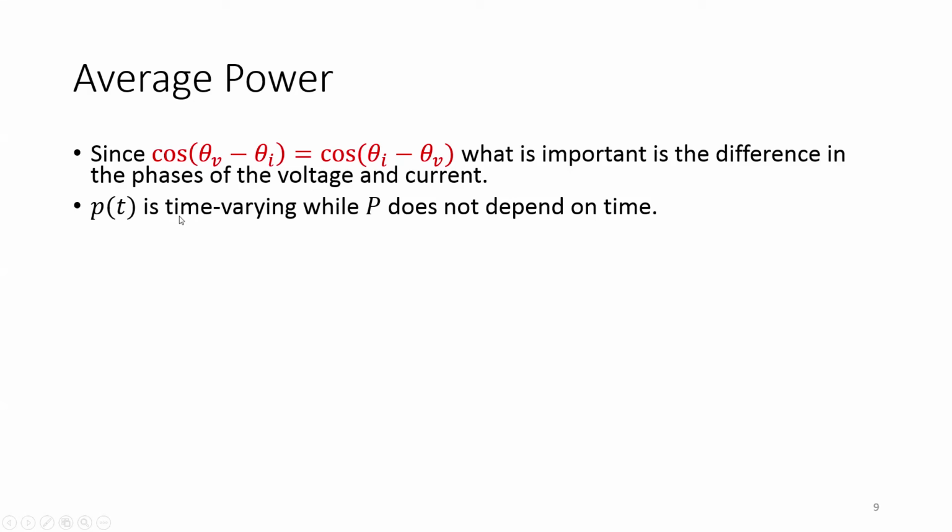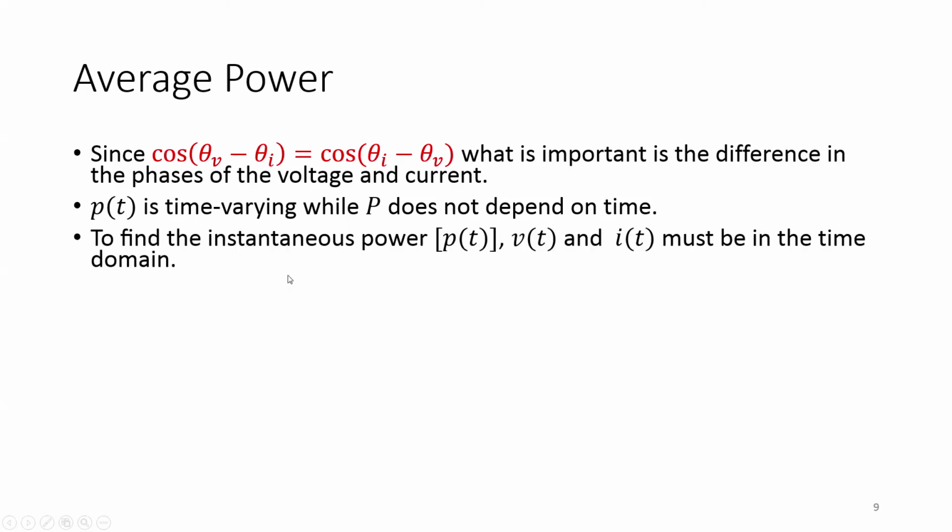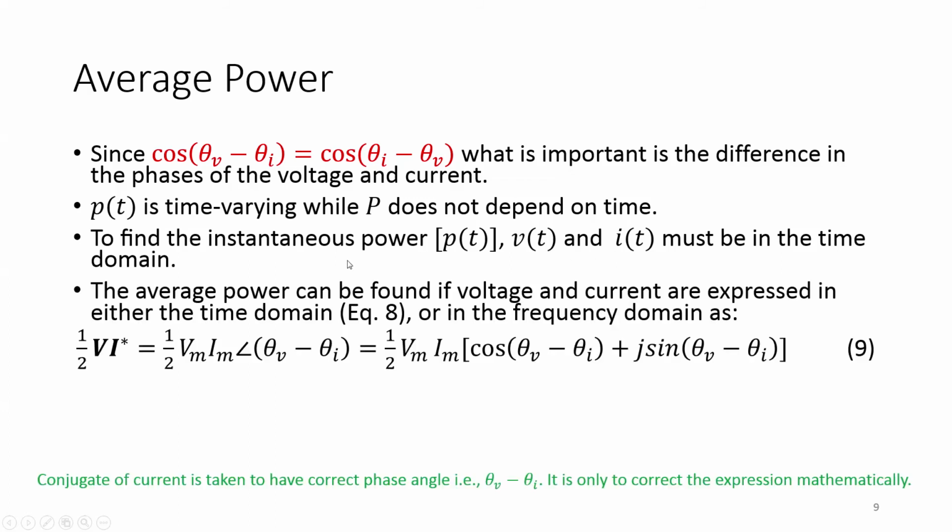Secondly, p(t) is a time varying quantity, whereas the average power is not. To find the instantaneous power p(t), v(t) and i(t) must be in the time domain. The average power can be found if voltage and current are expressed in either the time domain or the frequency domain. It doesn't matter because it's a constant quantity. It does not contain any quantity which is time dependent. Therefore, it can be frequency domain or time domain, it doesn't matter.